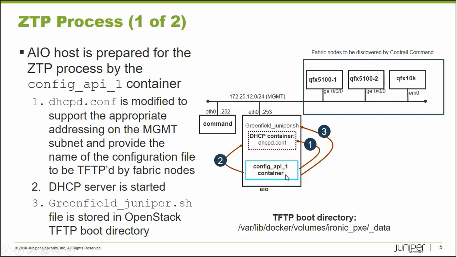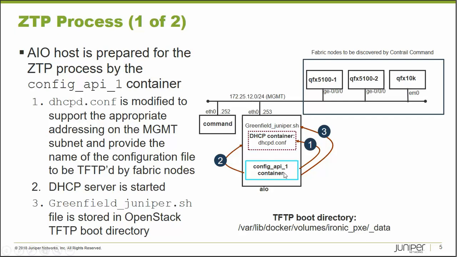So what it's going to do is push this file called Greenfield Juniper.sh, which gets merged into the existing config on these devices once they're TFTP'd, and allows the AIO server to actually log into these boxes once it's downloaded. So again, the config API 1 creates the DHCP conf file for this subnet and pushes that information into the DHCP.conf file, which causes the DHCP server to start up. And then number 3 is the Greenfield Juniper.sh script gets pushed down into this TFTP boot directory. Okay, so that's the start.